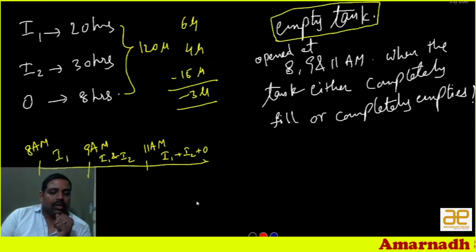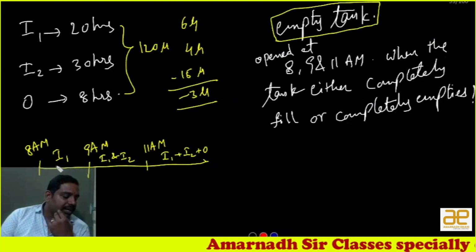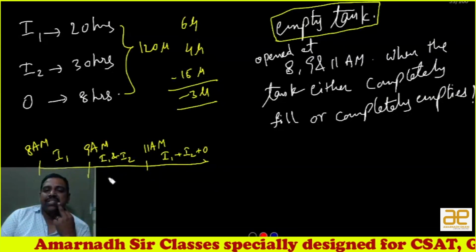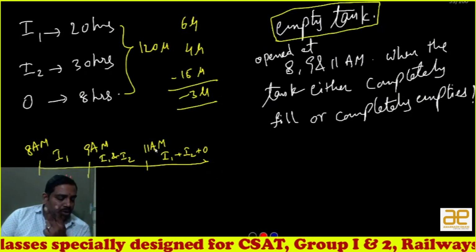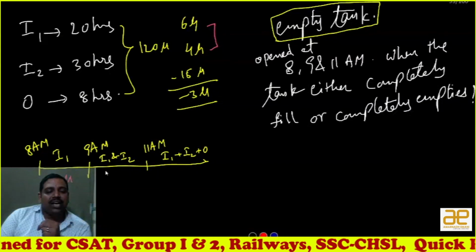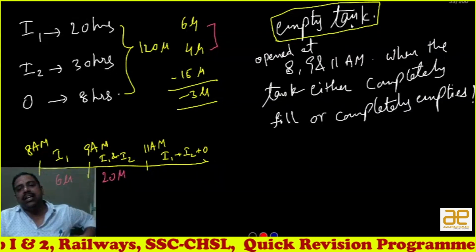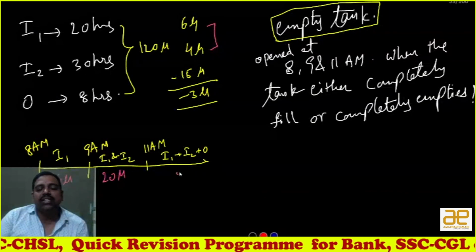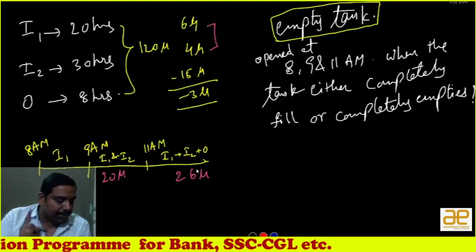Okay. Then what should you observe is, initially it is an empty tank. 8 to 9, 1 hour, means 1 into 6, that is 6 units were filled into the tank. 9 to 11, 2 hours. These two means 10. 10 into 2 means 20 units. Now if you observe, initially the tank is empty. But at 11 o'clock, it has 20 plus 6, 26 units of water. 26 units of water is there.